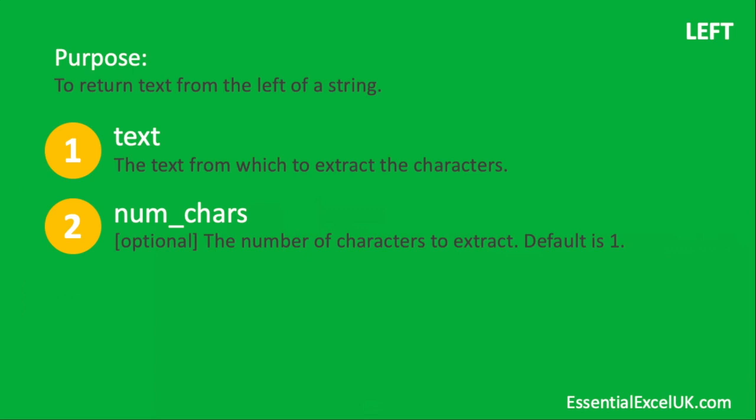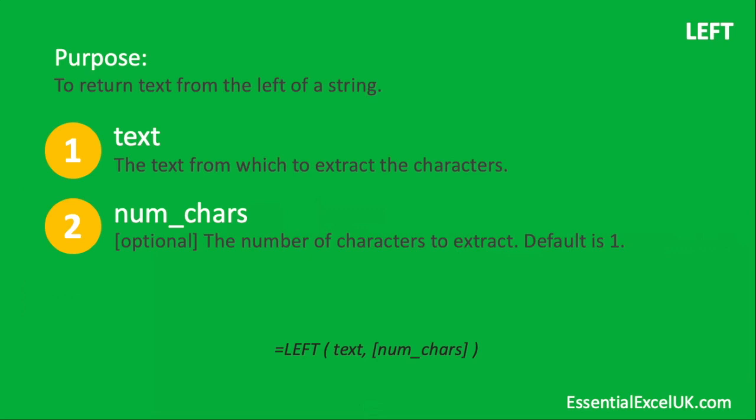Number of characters is an optional entry. So if you don't put any value in there, it's going to default to 1. So by default, it will just extract one character. And then the function in its entirety at the bottom there is the equals left. We then have text followed by the optional entry of number of characters, or num chars, as you see it there.